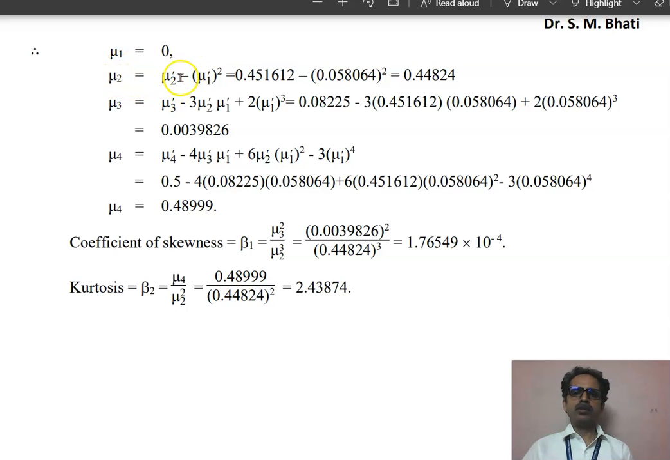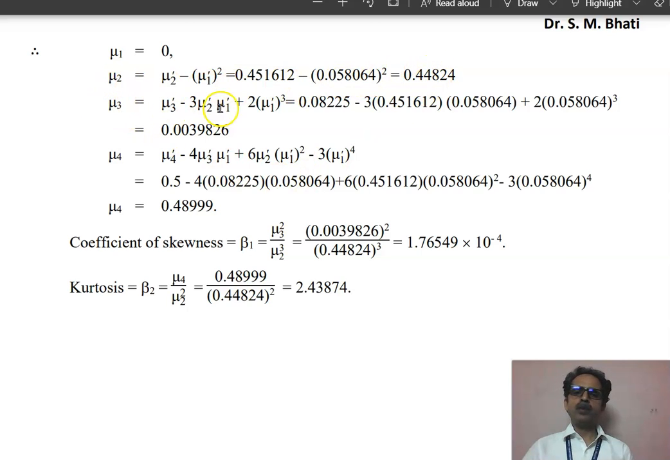Now this is the equation which represents the value of mu2 in terms of mu1 dash and mu2 dash. We have just obtained the values of mu1 dash and mu2 dash. So in the right hand side of this equation, put the values. You can see mu2 dash is 0.451612, minus sign is here for the second term, then mu1 dash whole square. So put the value of mu1 dash here, it is 0.058064 whole square. When you simplify this, you can get the value of mu2.